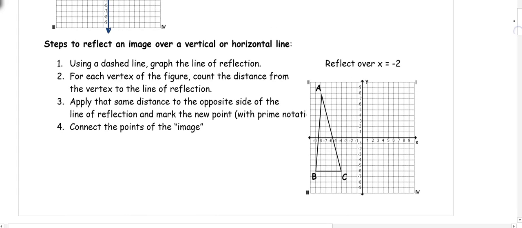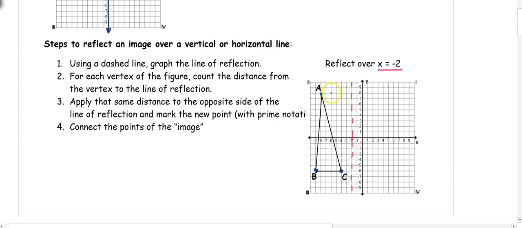First, you're going to use a dashed line to graph the line of reflection. In this case, our line of reflection is x equals -2. So at -2, I'm going to draw a dotted line onto my coordinate plane. Then at each vertex of my picture, at A, B, and C, I'm going to count how far I am from my line of reflection and use that number to go to the other side of the line.